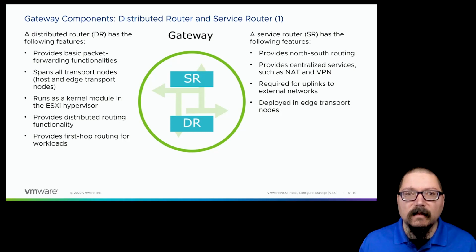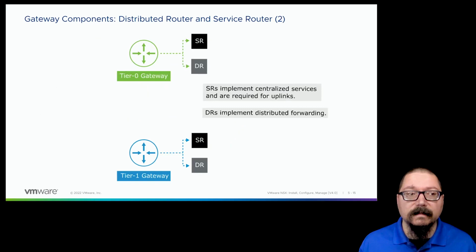And so, don't think about the individual DR or SR components. Think about the gateway itself. The service router provides the centralized capabilities. The distributed router, as the name implies, is the component that provides the distributed capabilities for any given gateway, either tier 0 or tier 1. And so here we're just showing tier 0 or tier 1. We can have the DR and the SR components.